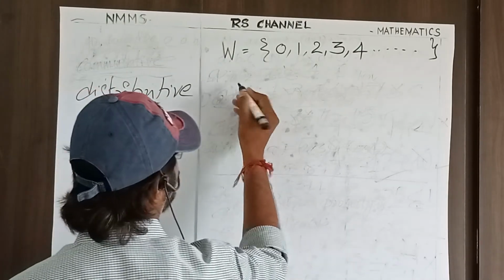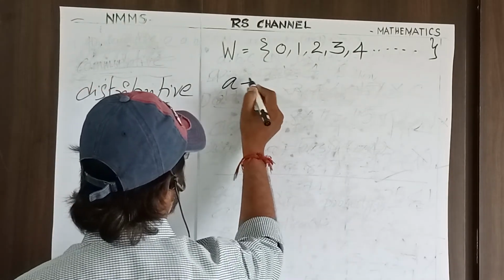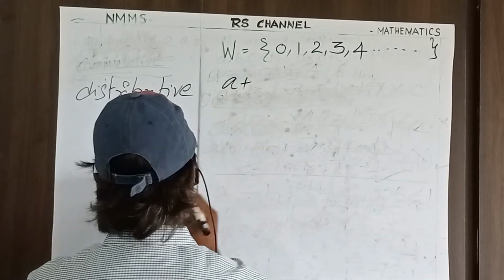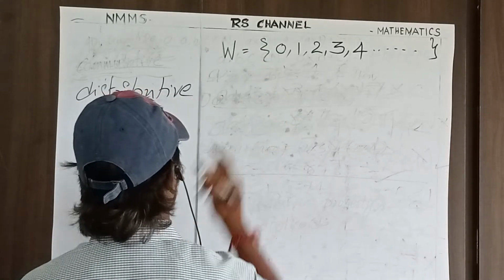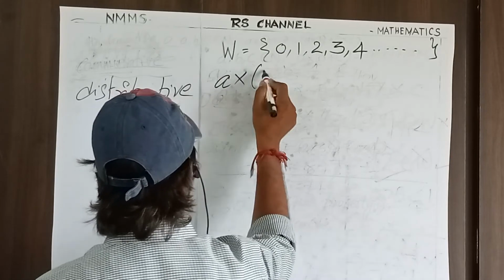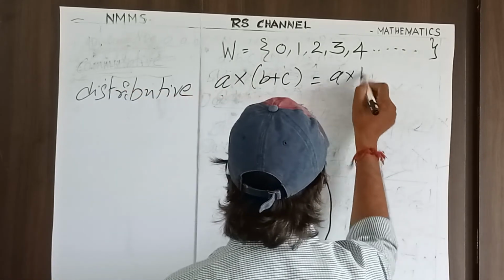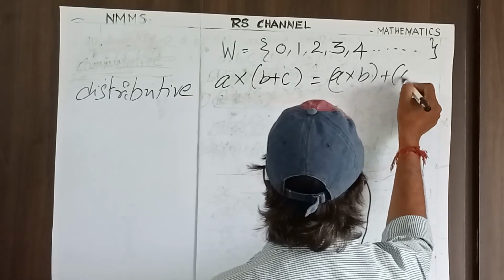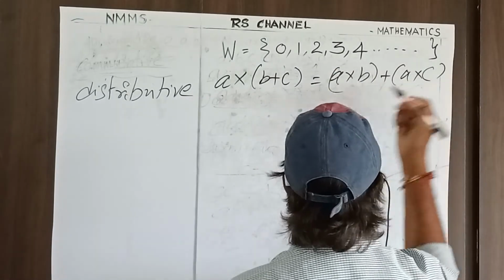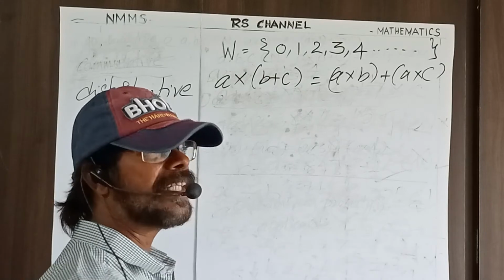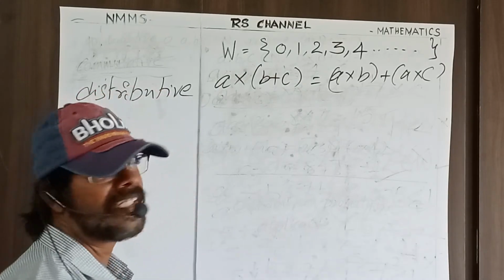Distributive means that A into B plus C is equal to A into B plus A into C. A is distributed between B and C. So that's why you can write it.